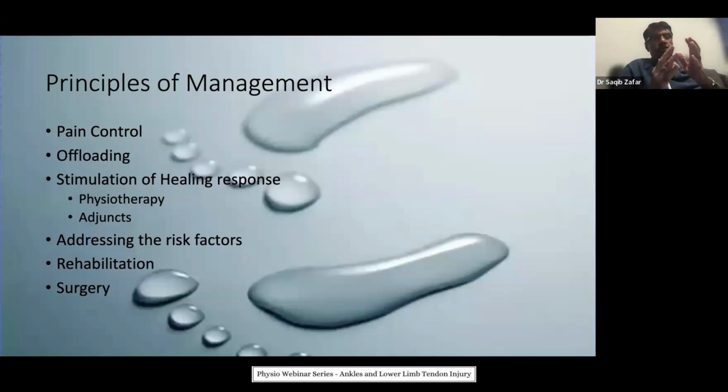So rehabilitation is multifaceted, multimodal, and multidisciplinary. It involves the role of podiatrists, physiotherapists, exercise physiologists, and surgeons coming at the end as well. And surgery is really an end-of-road option. Although it is successful, it's an end-of-road option because of the risks and complications associated with it. And I'm going to take each one by one.